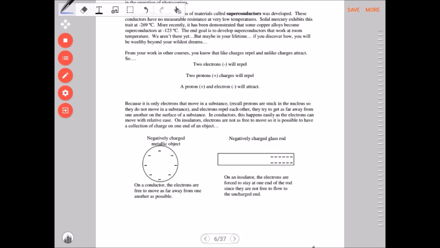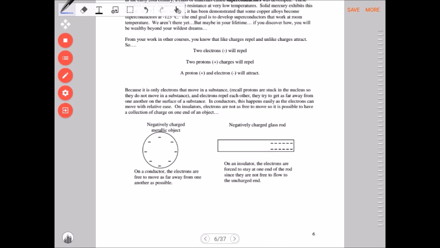Now, let's talk about relative placements. It's only the electrons that move in a substance, and you have to remember that protons are stuck in the nucleus, so they don't get to move in the substance at all. They're just kind of locked in there, okay? And remember, too, that electrons always repel each other. That is, they try to get as far away from each other as they can on the surface of a substance. So in conductors, this happens really easily, so electrons move with relative ease.